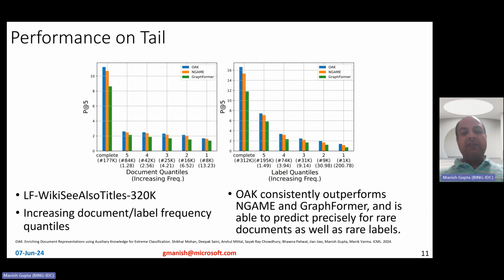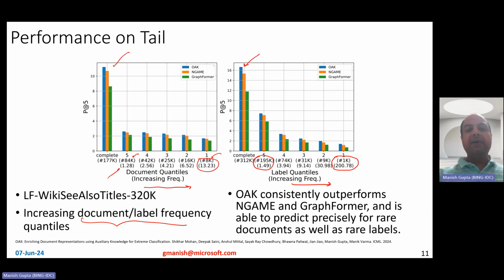Okay. Now, we also try to observe the performance on tail. Typically in extreme classification, good performance on tail is difficult to achieve. What do I mean by tail? Those documents which are associated with very few labels, or those labels which are associated with very few documents. What you see is two plots, document quantiles and label quantiles. This basically means that you have about 84K documents here and 8K documents here. So this is the head quantile, this is the tail quantile. Similarly, these are the head labels, these are the tail labels, and of course, this is the complete result.